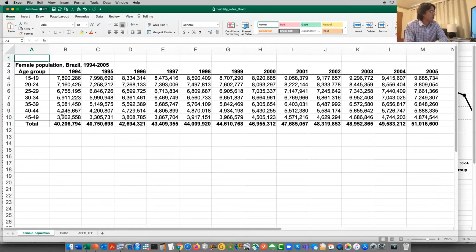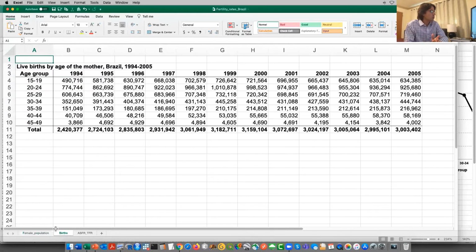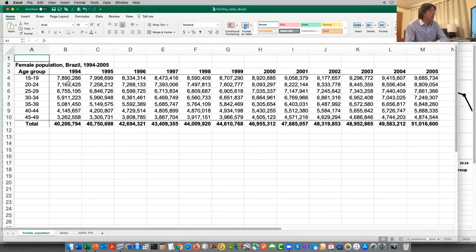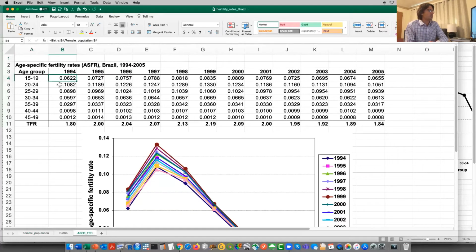All right, so we have each one of those. And I also got information about how many children women in this age group had back in 1994, 1995, until 2005. If I divide this number here by this number here, I have the age-specific fertility rate. So I just divide the cell from the births spreadsheet by the cell in the female population spreadsheet. So this is pretty much the age-specific fertility rate.